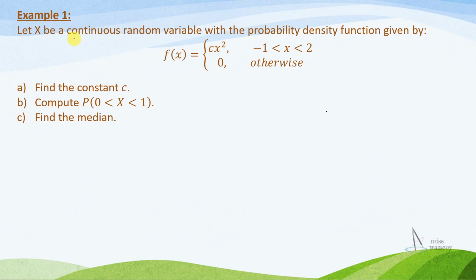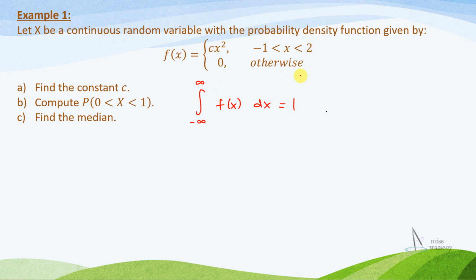Let X be a continuous random variable with the probability density function given by f(x) equal to cx squared for x in between -1 until 2, and then 0 otherwise. For the first one, we have to find the constant c. To calculate the constant c, we have to use the definition of continuous random variable, where if we integrate negative infinity until infinity for our function f(x) dx, we should be able to get 1.